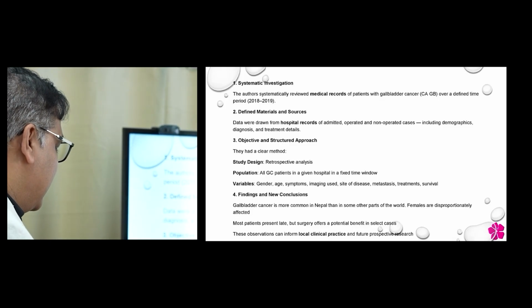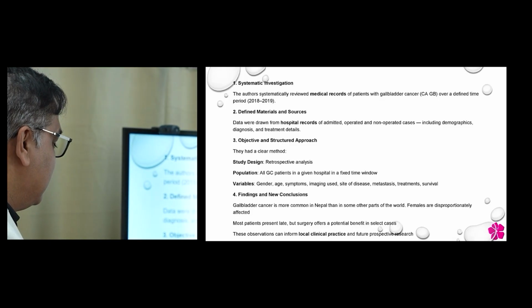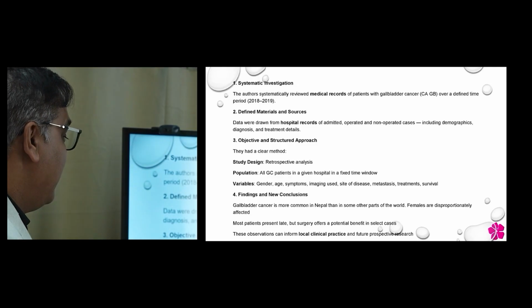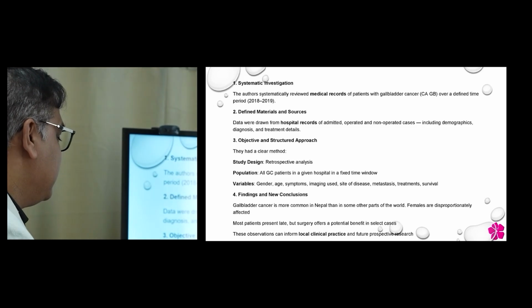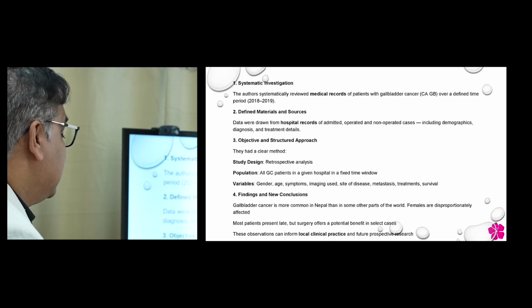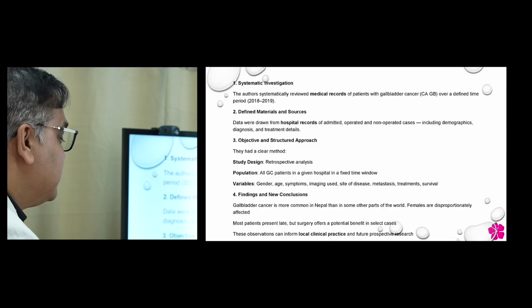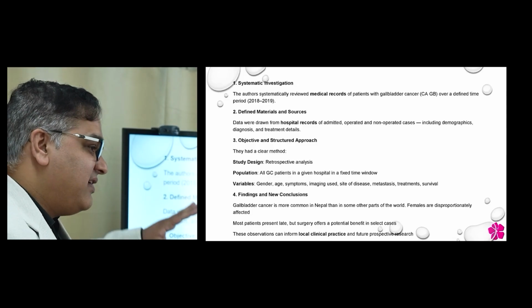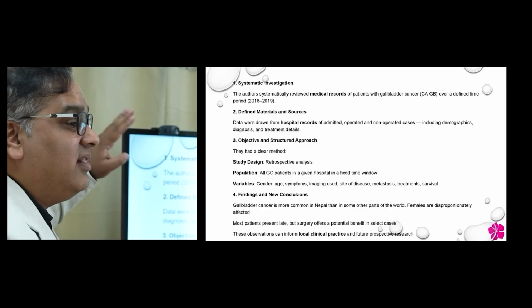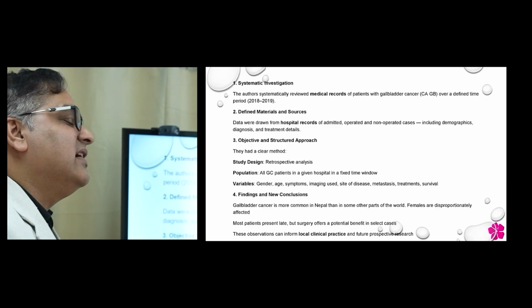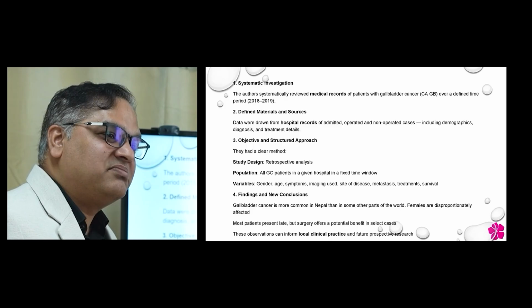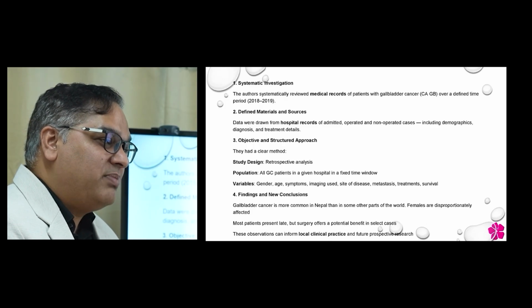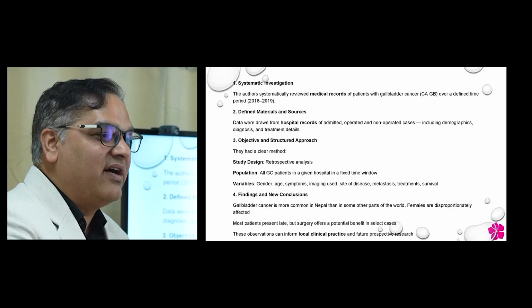Were there findings and new conclusions? Yes, gallbladder cancer is more common in Nepal than in other parts of the world. Females are disproportionately affected, most present late with only a 27% resection rate. This observation can inform local clinical practice and future prospective research. So that research fulfills all the criteria of research. Whenever we think of research, we always think of a big phase 3 randomized trial, but research can be very small. But it should fulfill the criteria of research.